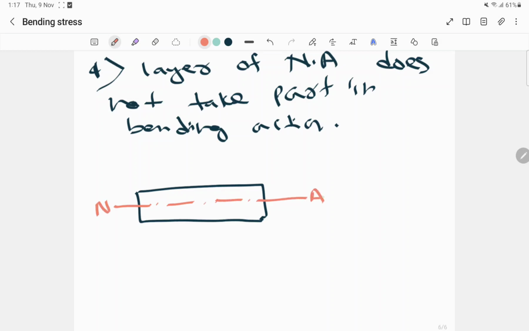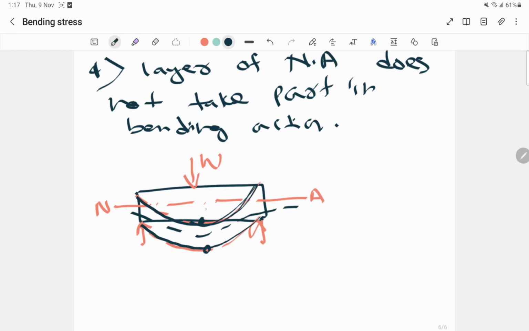So suppose what happened, when we applied a load here, obviously this beam will get deformed, but the neutral axis of this beam will remain the same. Only the upper and the lower part of the beam will get changed. Here you can see that this layer, the upper layer, is subjected to a compression force, and the lower layer is subjected to a tension force. Here the neutral axis of the beam will remain the same.